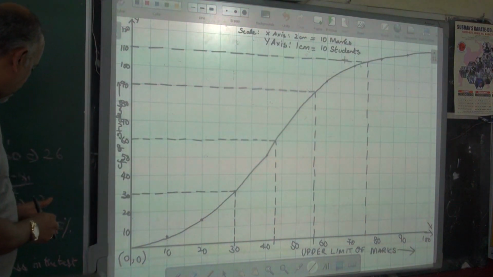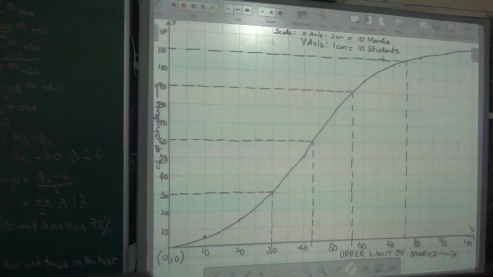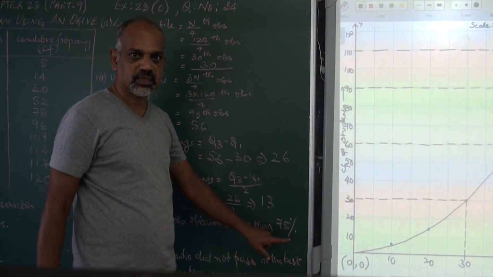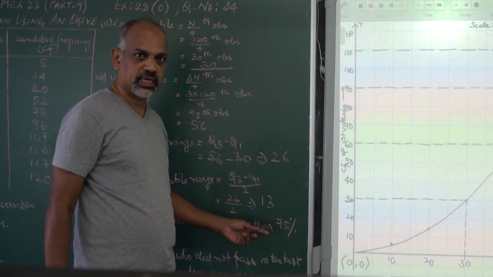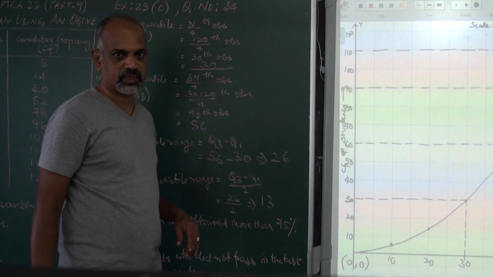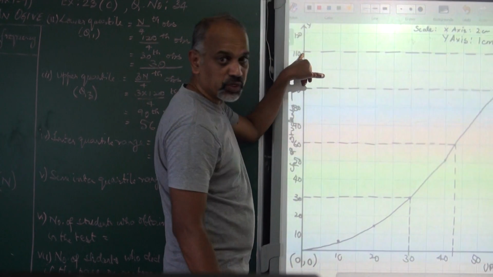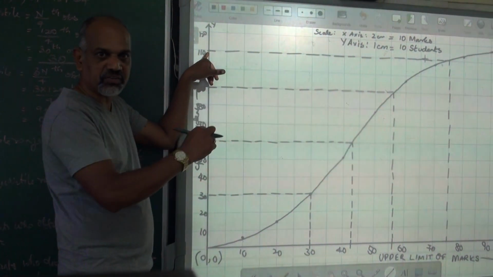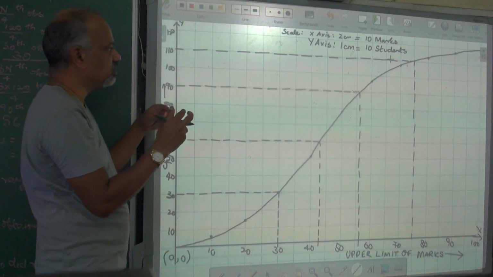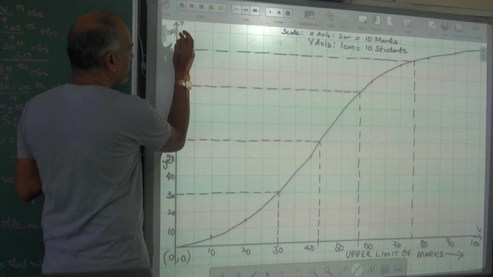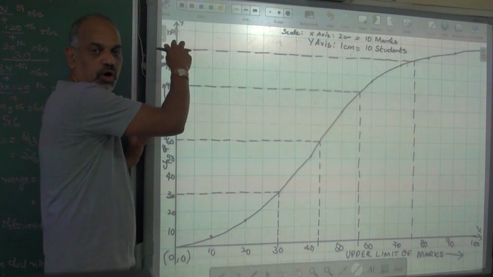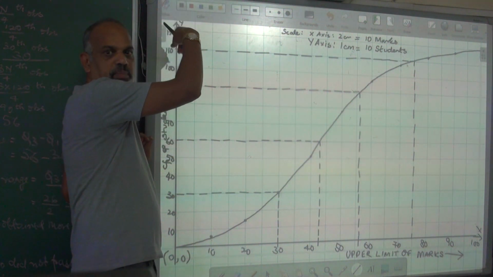The question is, how many students obtained more than 75? It doesn't ask how many got 75. It says how many got more than 75% marks. So this student, 110, got 75, so he is not included. Above him, how many are there? Total students are 120. 120 minus 110 will give you 10 students who got more than 75 marks.